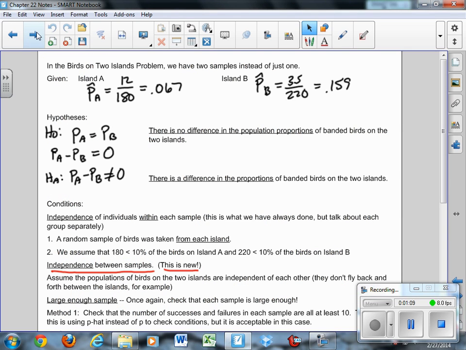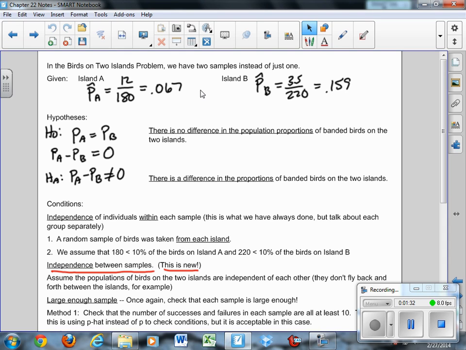So we're going to set this up. This is a case where we have two different sample proportions, one from island A and one from island B. And our question is, is it possible that the difference between these two samples is great enough to say that there really is truly a difference in population of banded birds on each island?